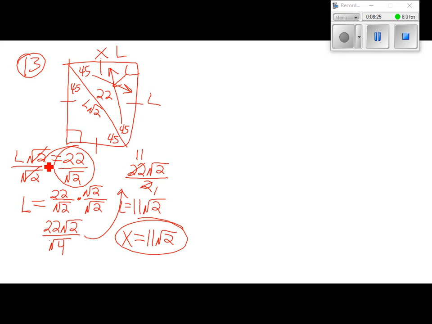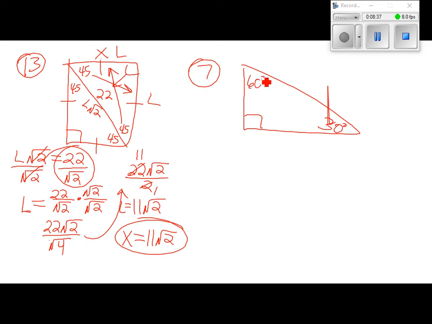Number 7 is the next one you were supposed to do. Number 7, they give us a triangle that looks like this. Tell us that's a 30-degree angle, that's a 60-degree angle. And they tell us this is X and this is 5. In a 30, 60, 90 triangle, the side across from the 30-degree angle should be labeled L. Side across from the 60-degree angle, L times the square root of 3.